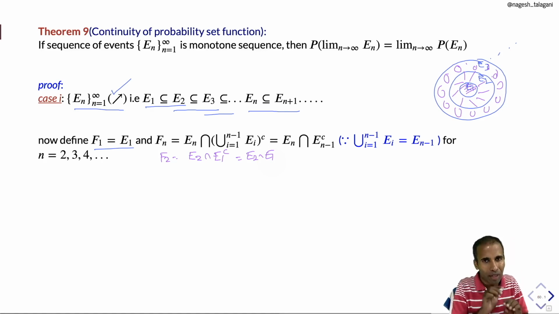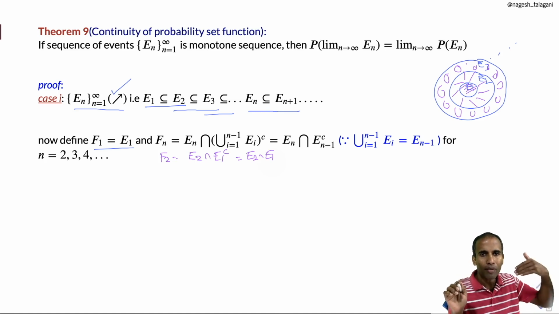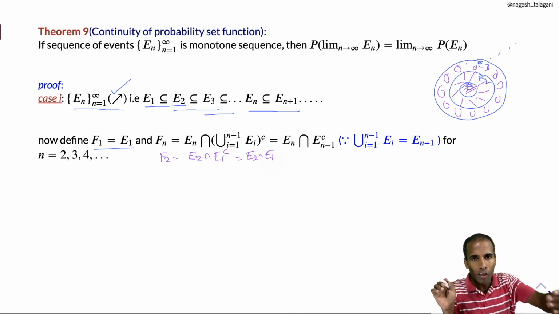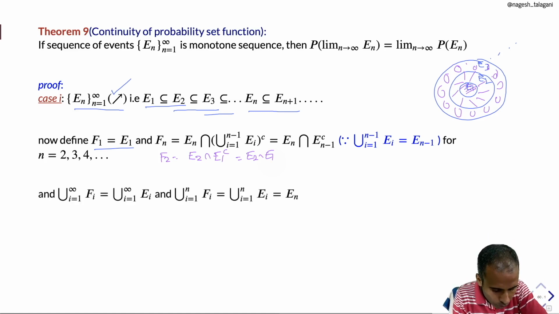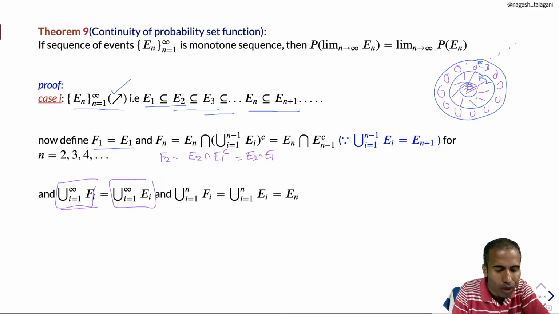Fine. Here we are not missing any outcome. We are covering all outcomes. The only thing is we don't repeat. If something is covered by some previous Fi, we will not include it in future Fi. That's the idea. So the union of Fi for i equal to 1 to infinity will be the same as the union of i equal to 1 to infinity Ei. Everything will be covered. The only thing is we will not repeat.